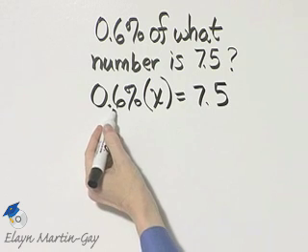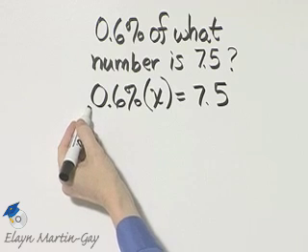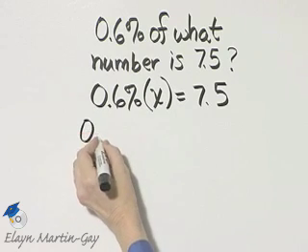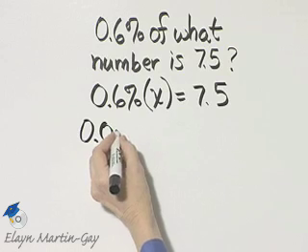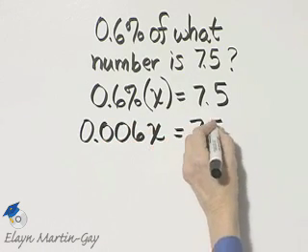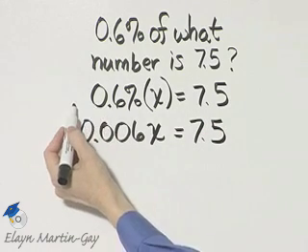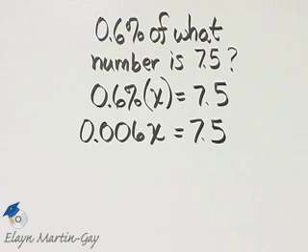Take a moment and write 6/10% as a decimal. To do so, move the decimal point 2 places to the left. If you do so, you'll have 6,000 x is equal 7 5/10. Once again, move it 2 places to the left. Then how do you solve this equation for x?